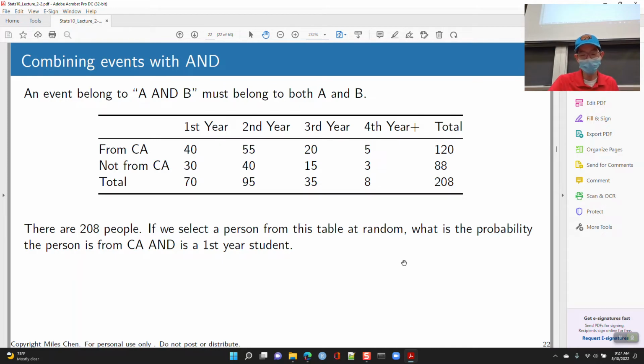All right, here is a table. This table shows us basically two different variables. One is what year of school a student is in, and also whether the student is from California or not from California. Okay, so let's pretend we have a total of 208 students in a class or something like that.